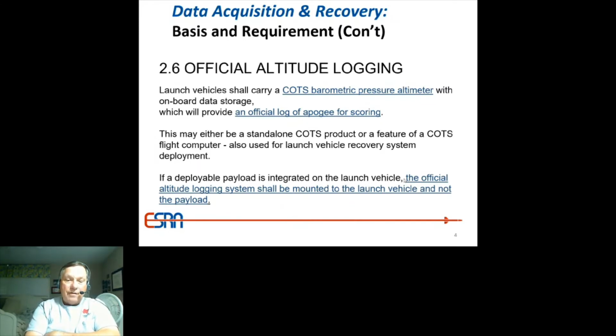If you have a payload in the launch vehicle, the official altitude logging system must be mounted in the launch vehicle, that is the rocket, and not in the payload. So it's a very fine point. Your tracking altimeter has to be in the rocket itself, not in your payload section, which is required under other sections of the ESRA rules.